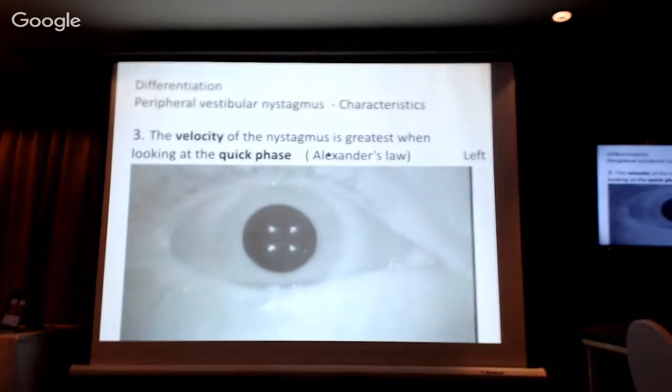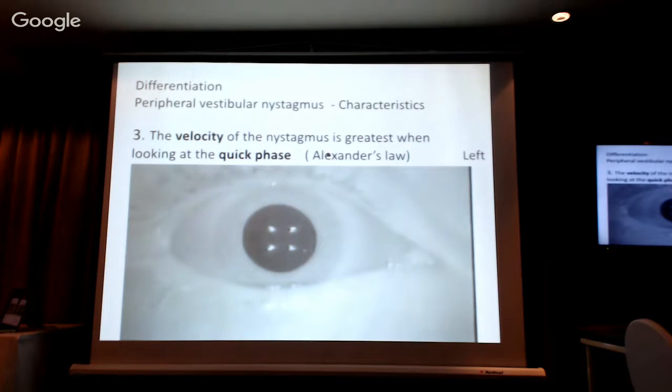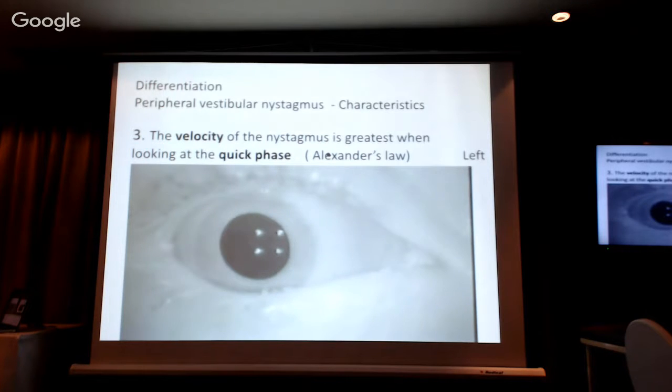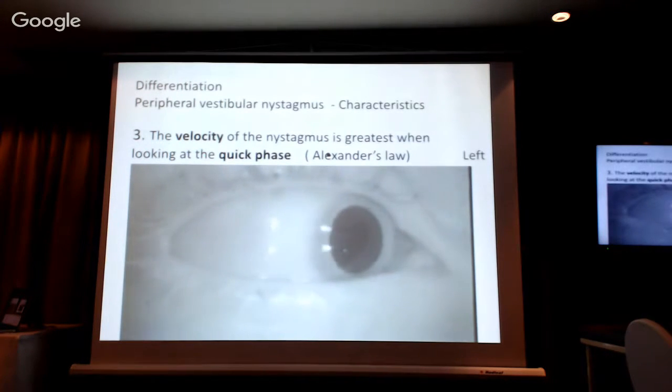The third feature can be explained by Alexander's law. Don't worry about these names. But it says that the velocity of the nystagmus is greatest when one looks in the direction of the quick phase of the nystagmus. Now you know that the quick phase in our previous video was towards the left side. So we'll see what happens when the patient looks at the left side. Center, right side, towards left side becomes really prominent. So that's Alexander's law.